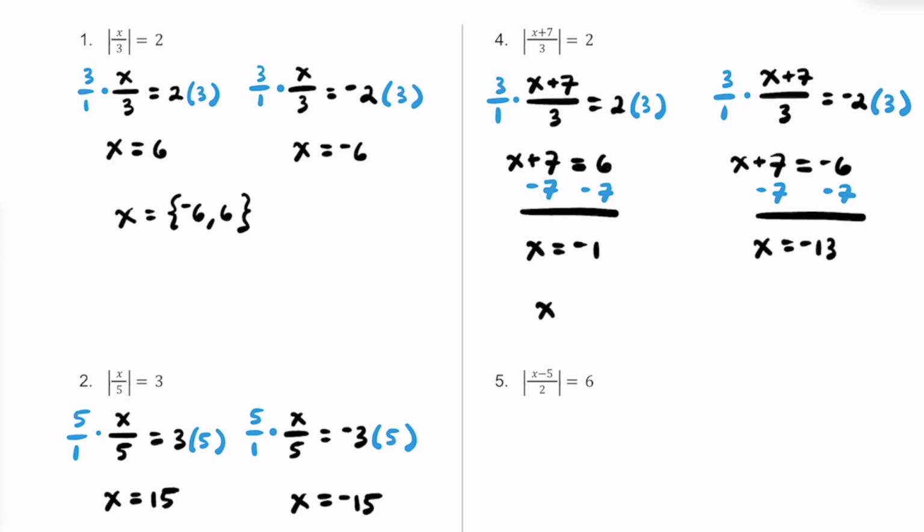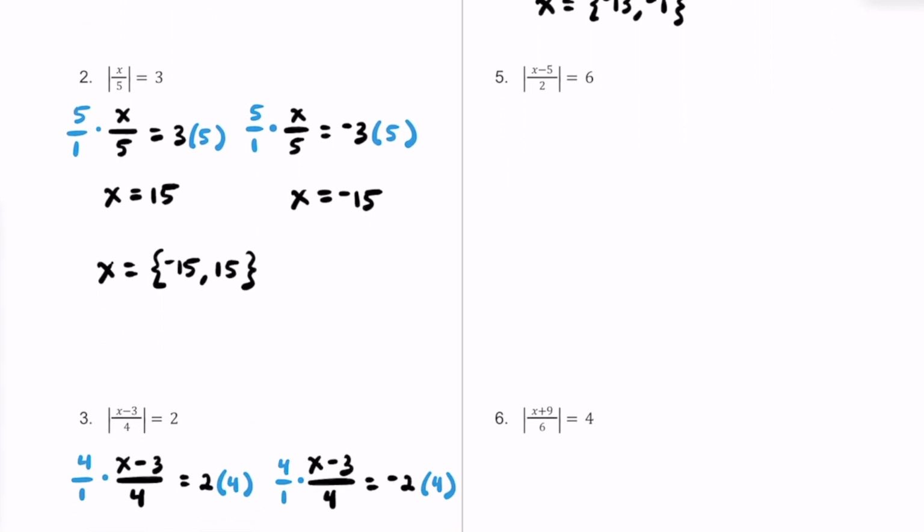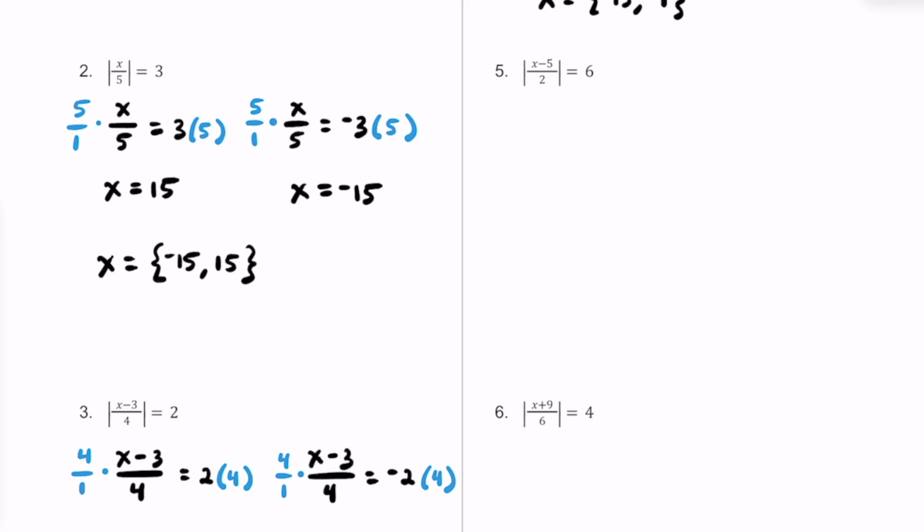So we do have two solutions here. x could be equal to -13, or it could be equal to -1. For number 5, we have the absolute value of this x minus 5 over 2 is equal to 6. So we can make this true if x minus 5 over 2, if we can find out when that's equal to 6, that would be one solution. And if we see when x minus 5 over 2 is equal to -6, that would be our other solution.